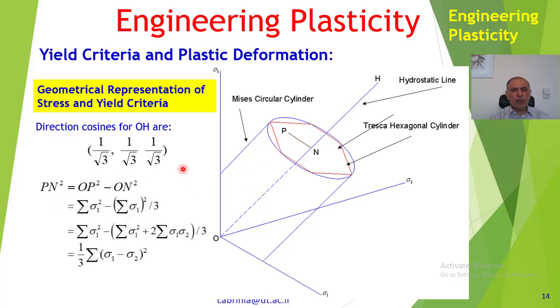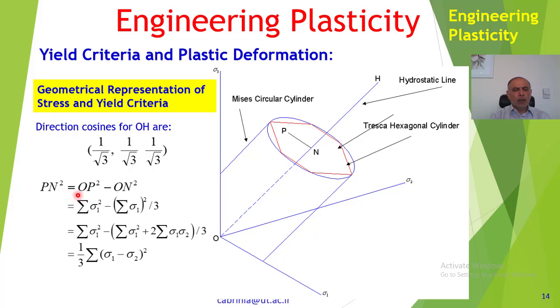Here we can say PN squared is equal to OP squared minus ON squared. That's OP squared minus ON squared equal to PN squared. That's what we said before. We said that the deviatoric component of a stress is equal to the stress minus the hydrostatic component. Obviously, that is in vector form, but if you want it in scalar form, we show it like that.